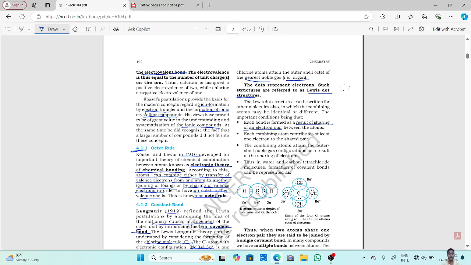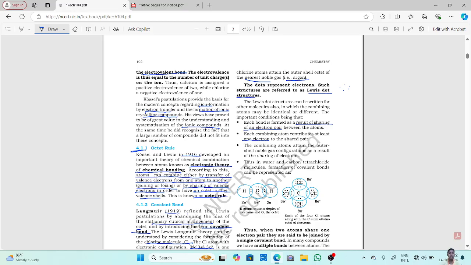Here you have to show each electron. So the atoms involved in that molecule should each contribute at least one electron to the shared pair. The combining atoms attain the outer shell noble gas configuration as a result of the sharing of electrons.